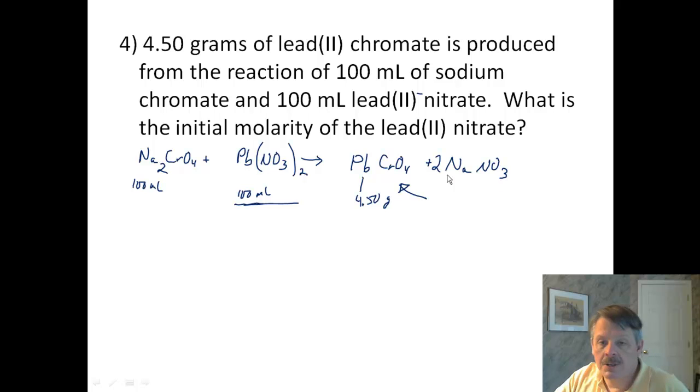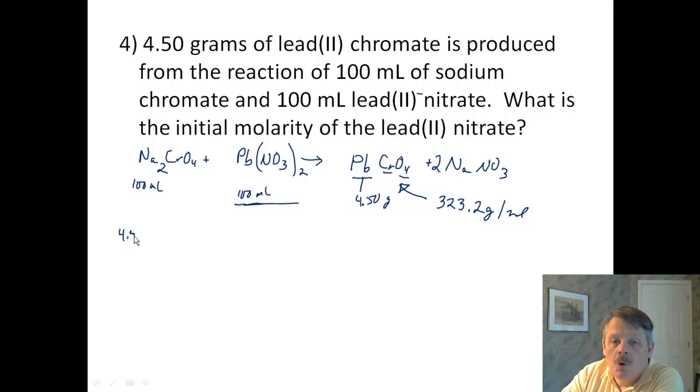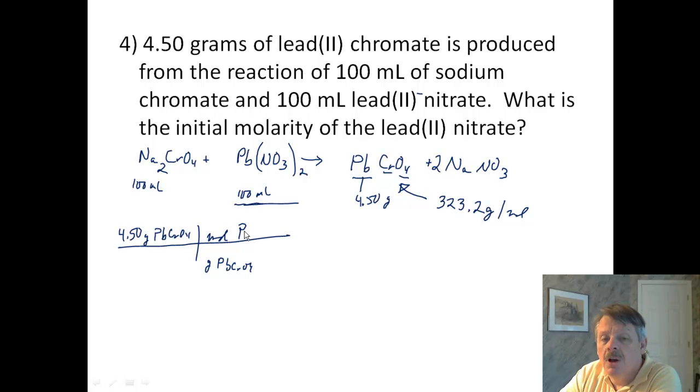Right? So we're going to take the molar mass of that, and that's lead is 207, and chromium's 52, and four oxygens is 64. All right, so we add all those up, we get 323.2 grams. All right, that's our molar mass per mole. All right, so if I start with 4.50 grams of lead chromate, PbCrO4, and I get rid of grams of PbCrO4, and I go to moles. Oh yeah, moles of PbCrO4. Yeah, got to go to moles.